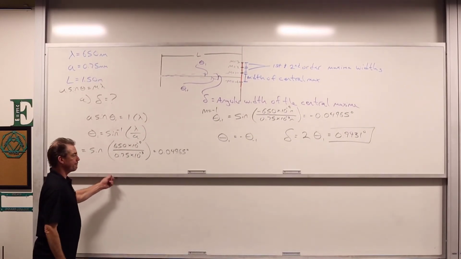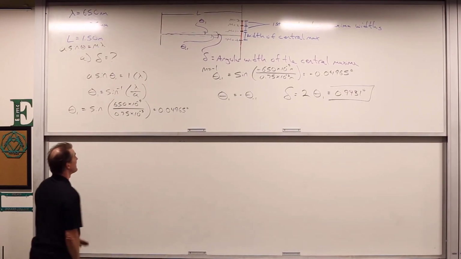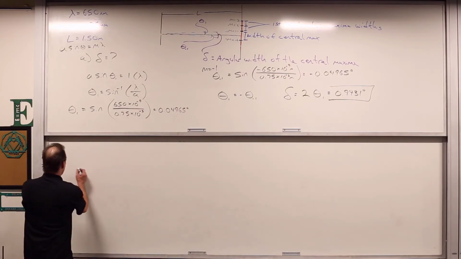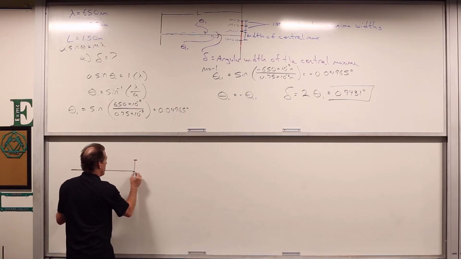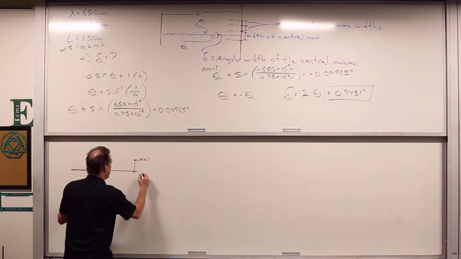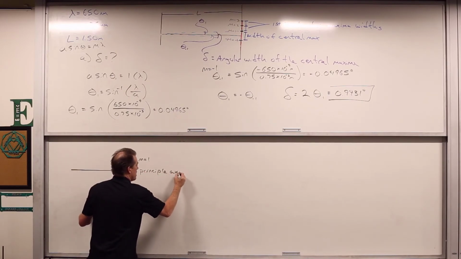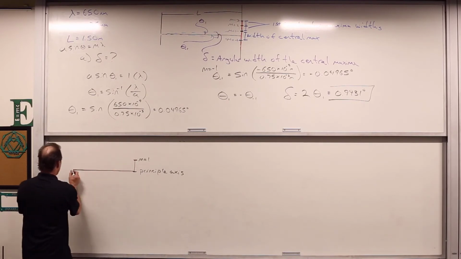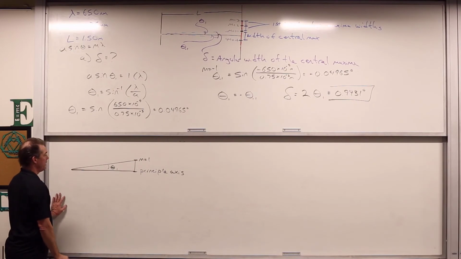And ultimately, we can go ahead and figure out what the distance is from the principal axis to the m equals 1. I'm going like this. There is m equals 1, and this is the alignment of the principal axis. This would be half of the angular width, right? This is our theta 1 right there.